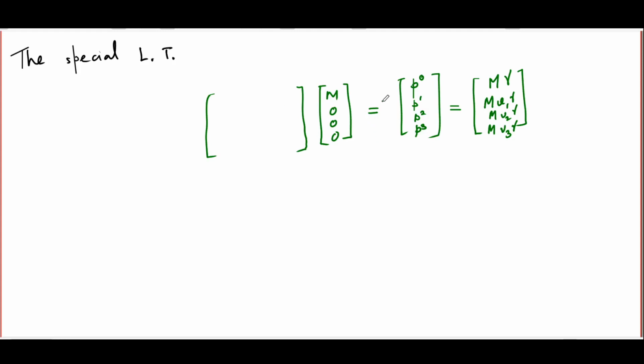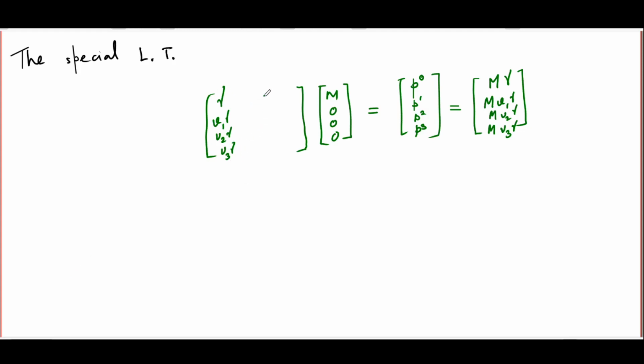And from that, you can immediately read off that if you want to get (P0, P1, P2, P3) from (M, 0, 0, 0), the first column of L has to be gamma, then you must have V1 gamma, V2 gamma, and V3 gamma. So the first column is known.